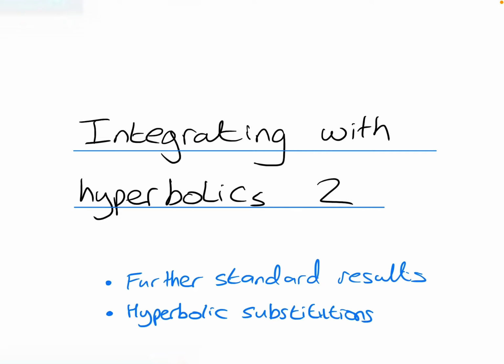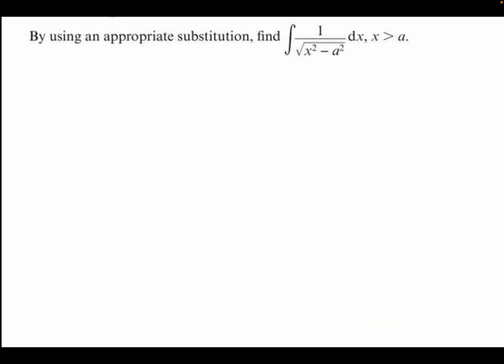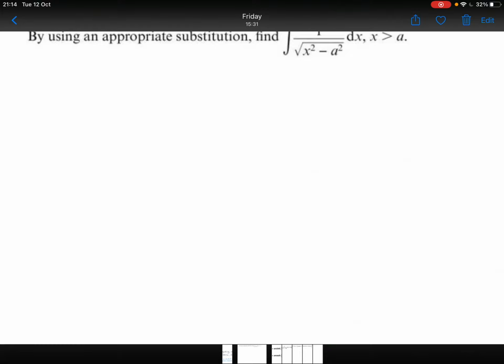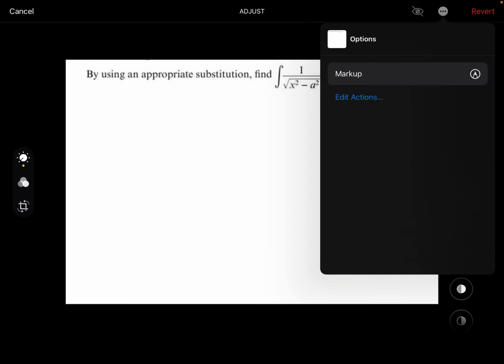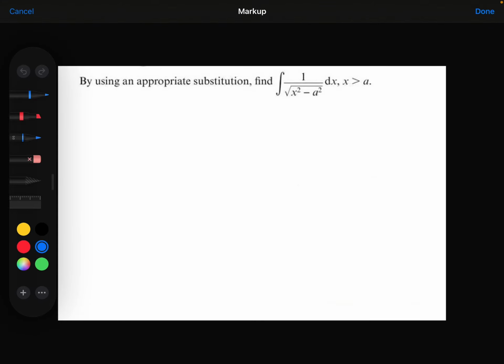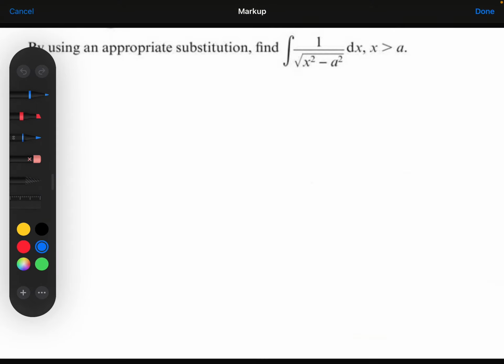In this video, we're going to continue integrating with hyperbolic functions. We're going to do a lot of integration by substitution and derive two more standard results for us to use. So we're going to start off with this question. It says, by using an appropriate substitution, find the integral of 1 over the square root of x squared minus a squared. Well, the substitution I'm going to use is going to be x equals a cosh u.